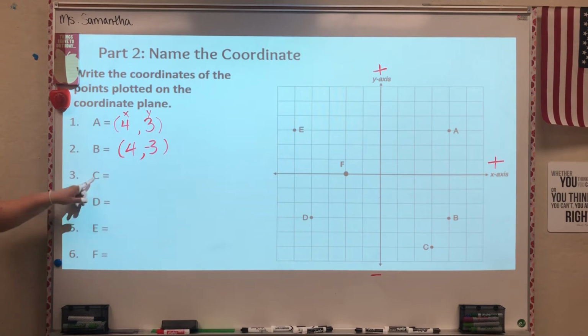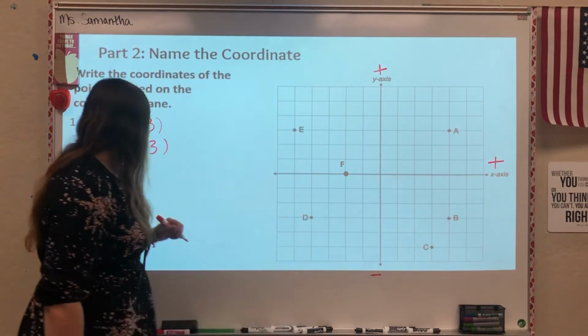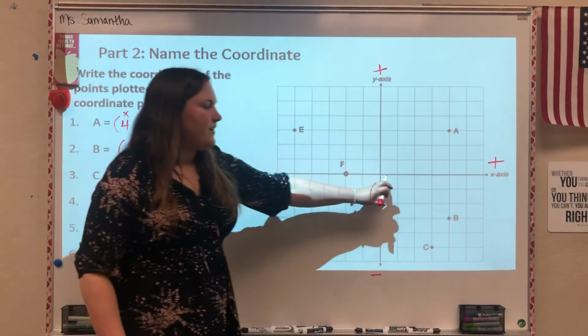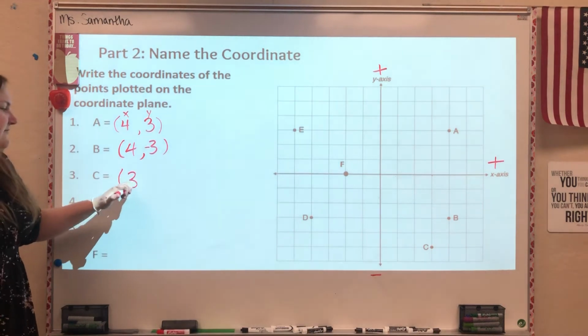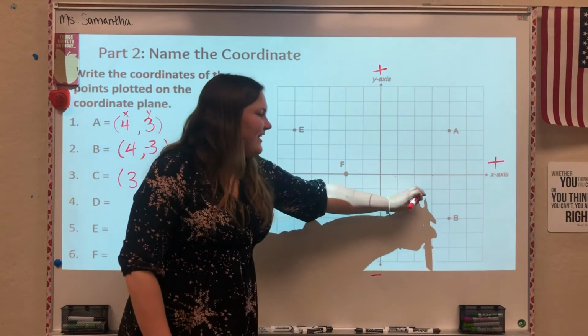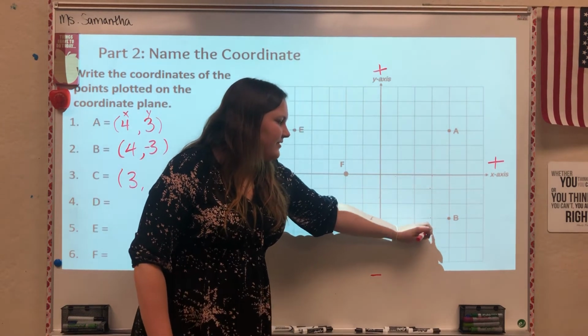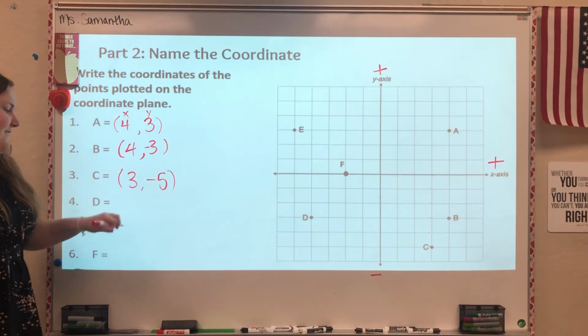All right. C is right here. So for our x coordinate, I would be counting over 1, 2, 3. So we get a positive 3. And then our y coordinate, I'm counting down, so it's negative. I would be going 1, 2, 3, 4, 5. Down 5 means negative 5.